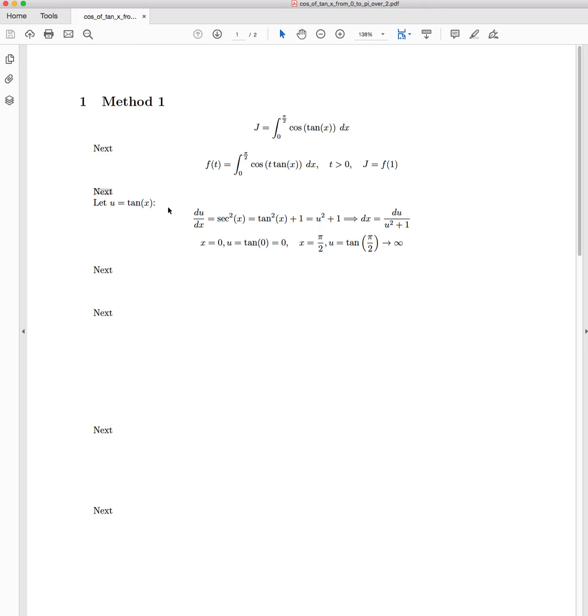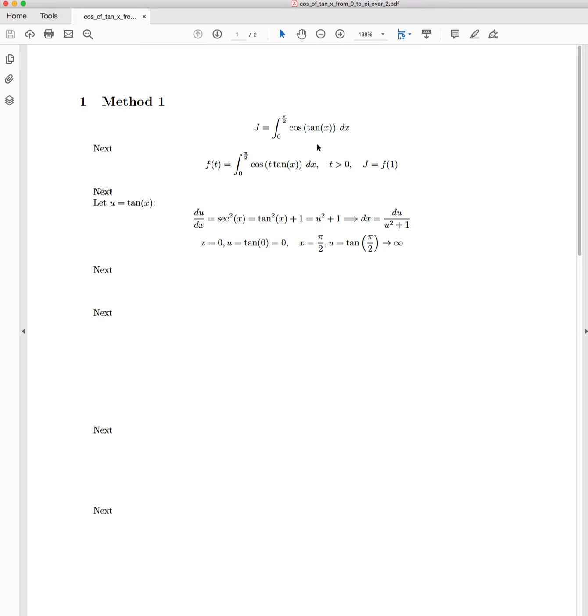So if we let u equal tan of x, then du/dx is just equal to sec squared of x, which is equal to tan squared plus 1, which therefore, because u is equal to tan x, is equal to u squared plus 1. So therefore, rearranging it into the form of dx, we have dx is equal to du over u squared plus 1. So that's what we're going to have replaced here.